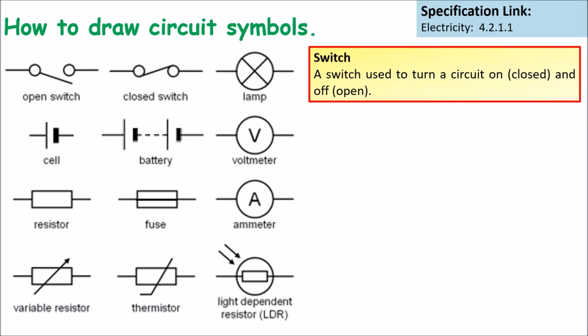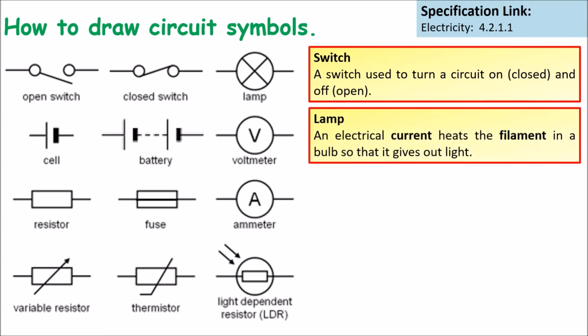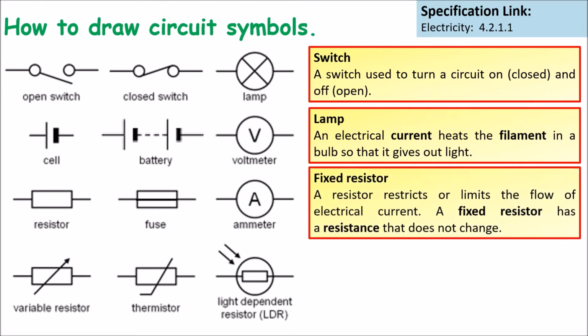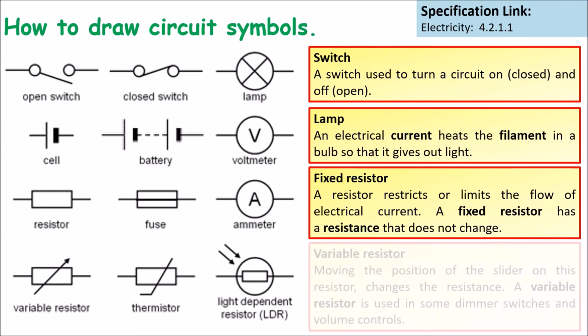So, a switch is something that can be used to open and close a circuit, so turn the circuit on and off. A lamp is something with a filament in it that when it heats up gives out light. A fixed resistor is a resistor that restricts or limits the flow of electrical current.